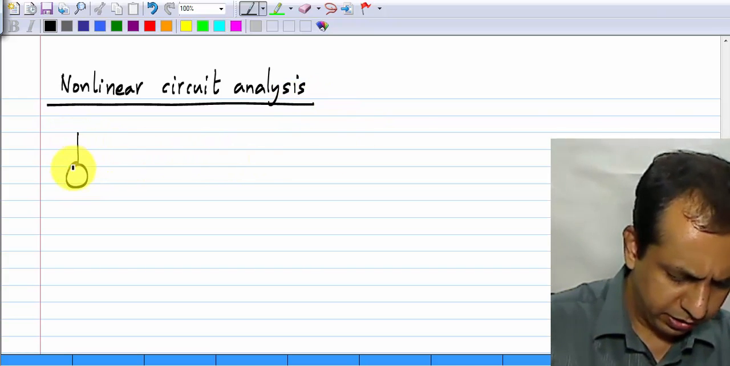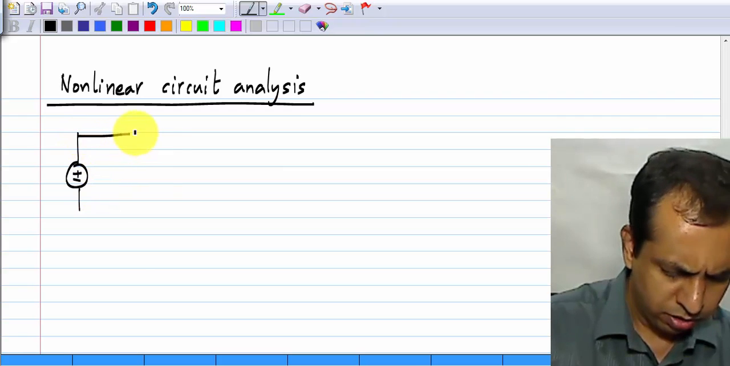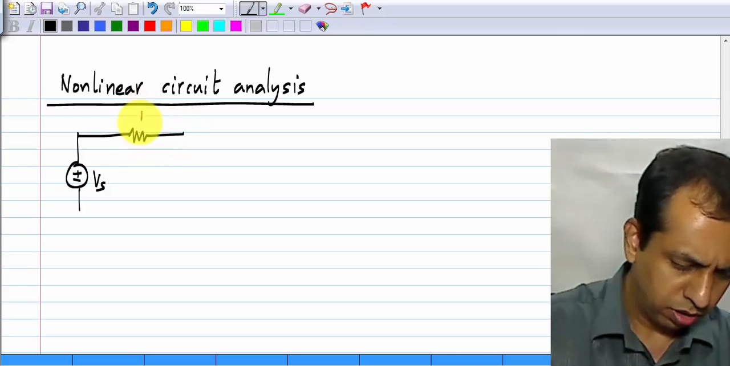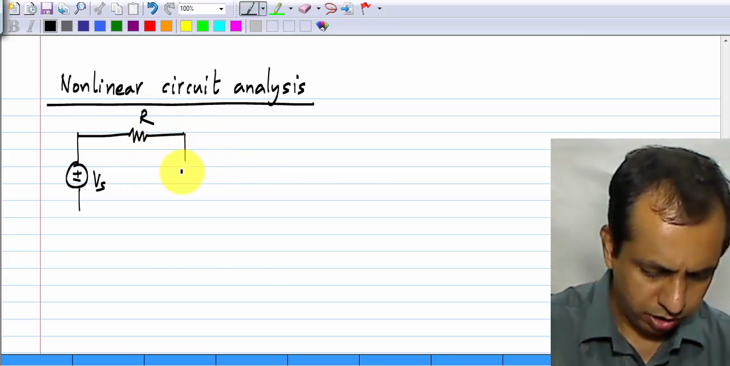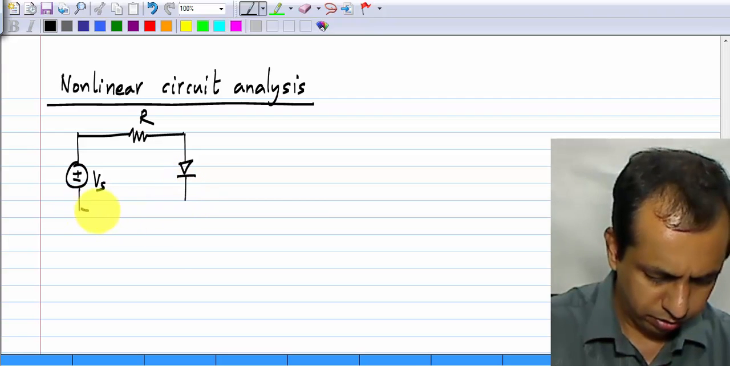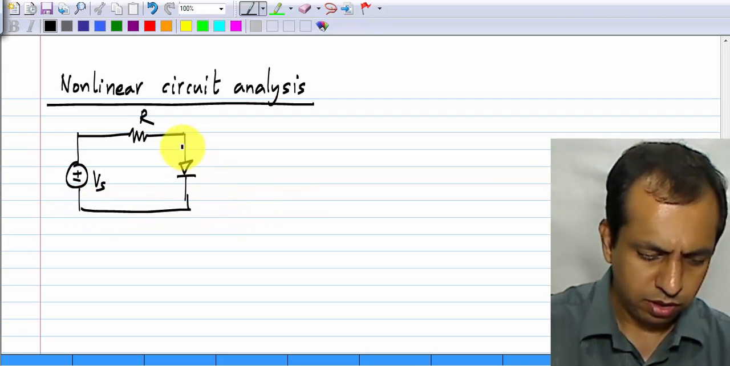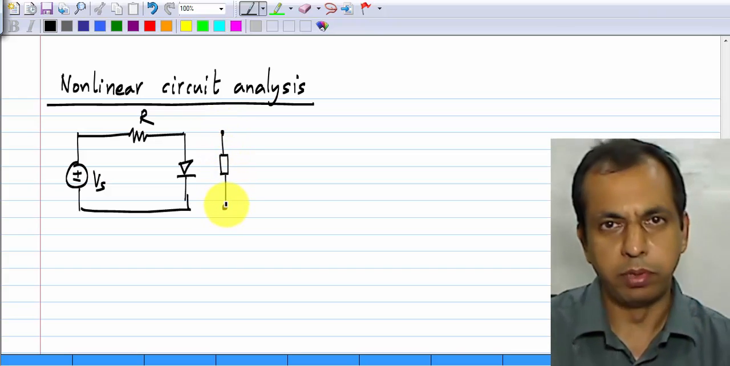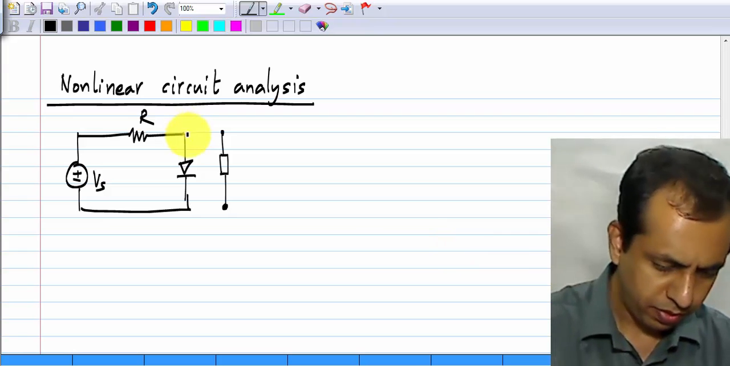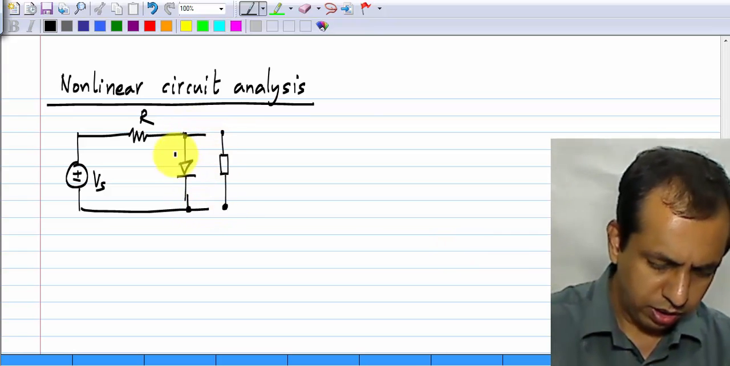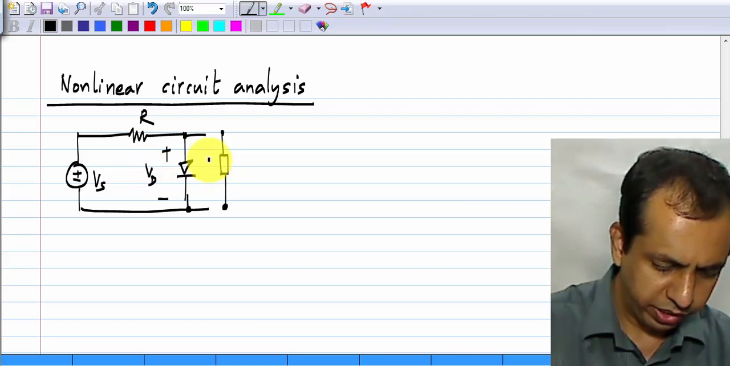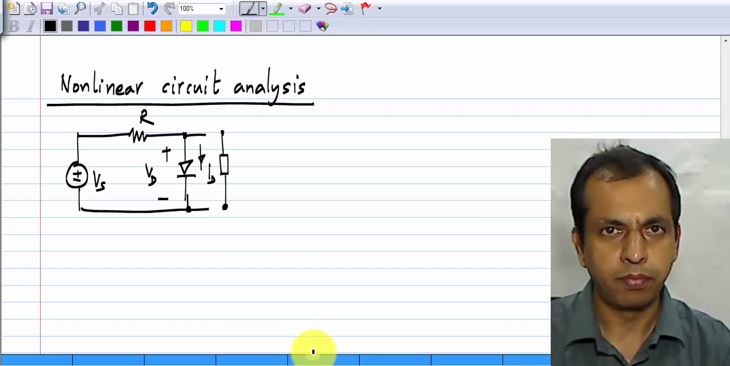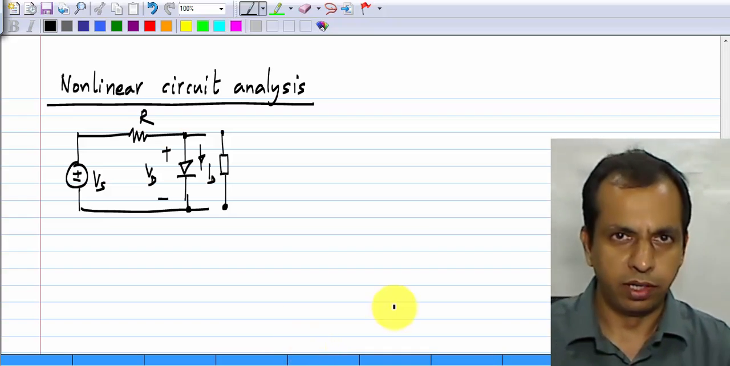And let me take this circuit with a voltage source, a resistor R, and a diode. And of course, this could be any other nonlinear element as well. I'll call the voltage across this VD and the current through it ID. Let's see how to analyze this.